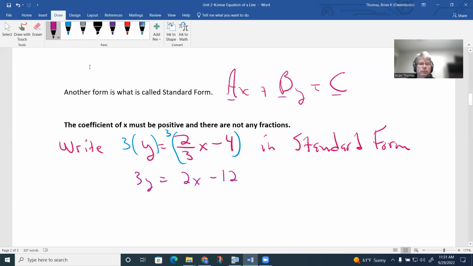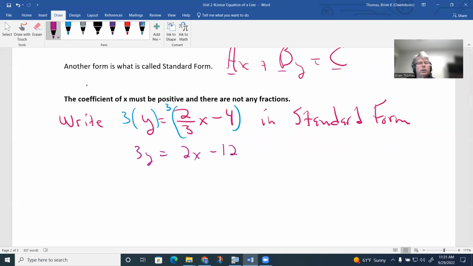Now, from there, we have to get the x and y on the same side of the equation. So what I can do is move the 2x to the side over here, but by doing that, it makes it negative. So that's going to be -2x plus 3y is equal to -12.